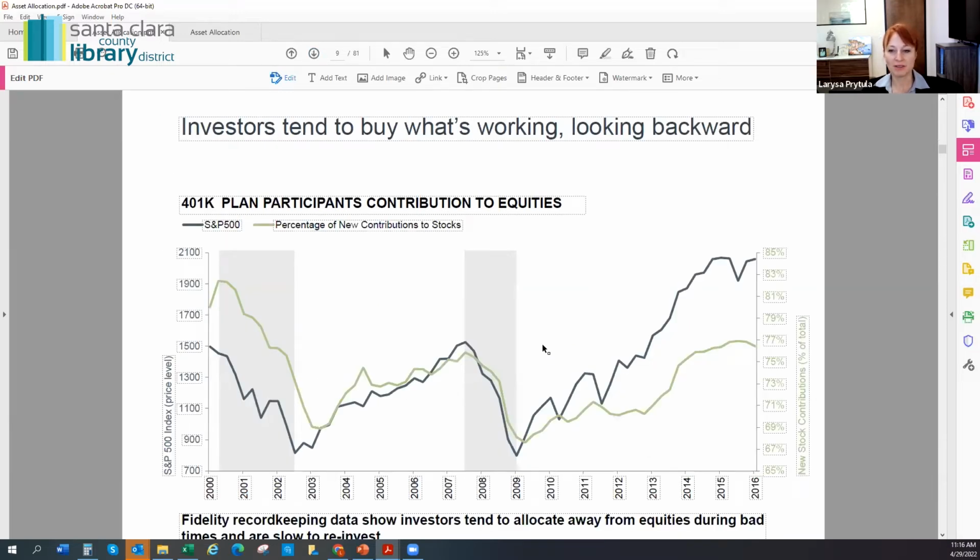This is a very interesting chart. It's showing how investors have a tendency, in general, in their 401k accounts at least, to chase past performance. The dark gray line shows the S&P 500 and the green lines show the percentage of new contributions to stocks that performed well in the past. And that's why you can see that the average investor lags the index, because everybody wants to chase that hot stock or hot fund.